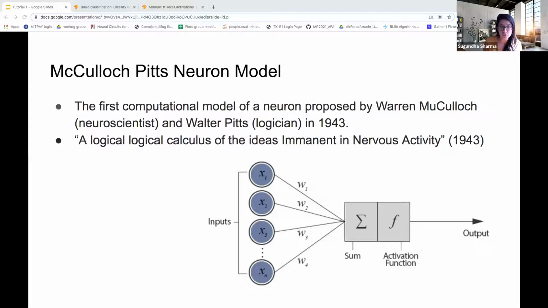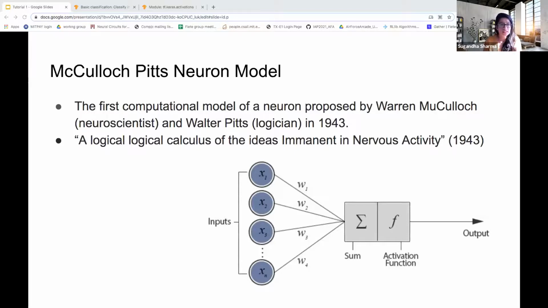There are a bunch of inputs, which are summed up, and then there is an activation function. In the case of McCulloch-Pitts, this activation function was just a threshold, right? If the inputs sum up and the sum is greater than a particular threshold, then you get a certain output, and if not, then you don't.